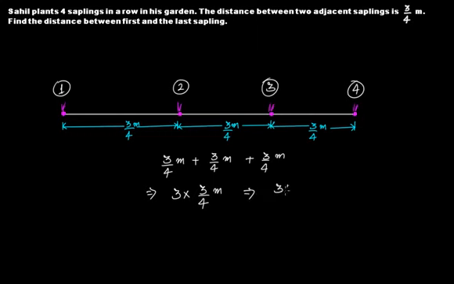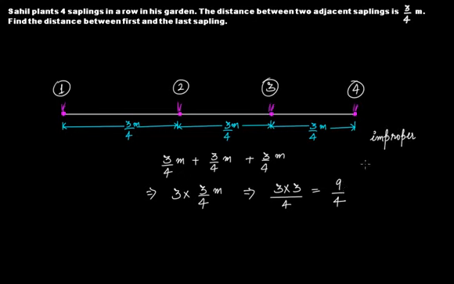This will be 3 times 3, a whole number multiplied by a fraction. It means first multiply the whole number with the numerator of the fraction, then divide by the denominator. So this will be 9 divided by 4, 9 by 4. This 9 by 4 is an improper fraction. Even this answer is also correct.